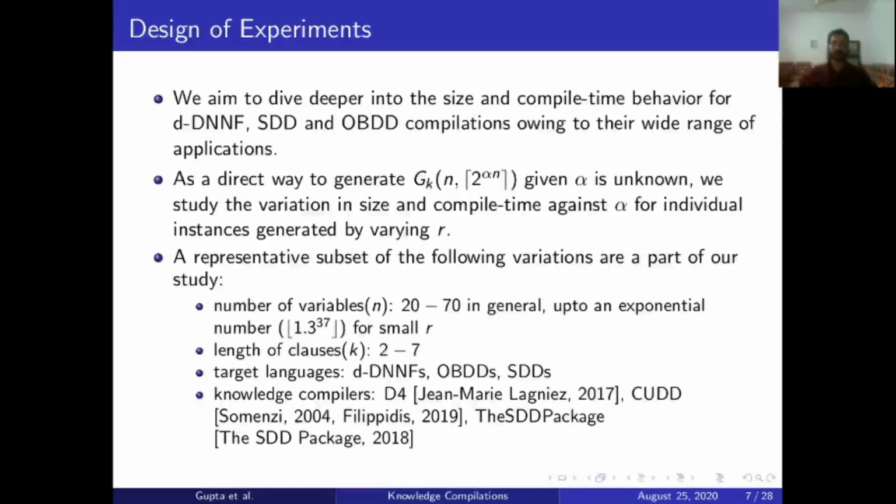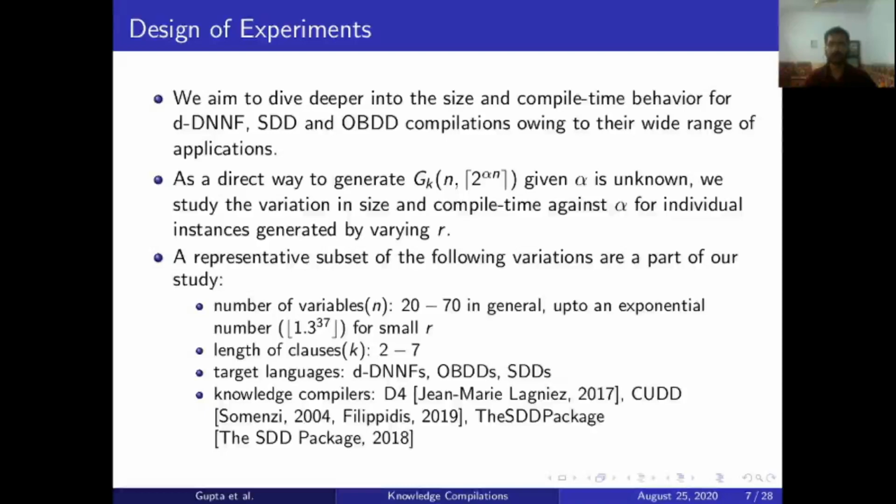Now let's look a bit at the design of experiments. In this paper, we dive deeper into the size and compile time behavior for DNNF, SDD, and OBDD compilations owing to their wide range of applications. As there is no direct way to generate G_k,n^(alpha n), given alpha is unknown, basically we don't know how to generate a problem instance given a number of solutions. So to study that, we look at the size and compile time behavior for individual instances that are generated by varying r.